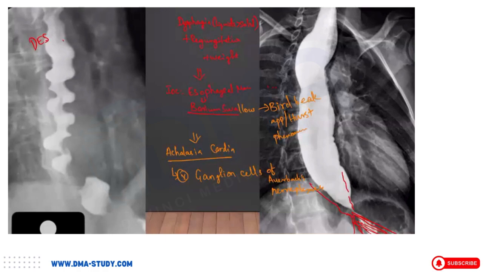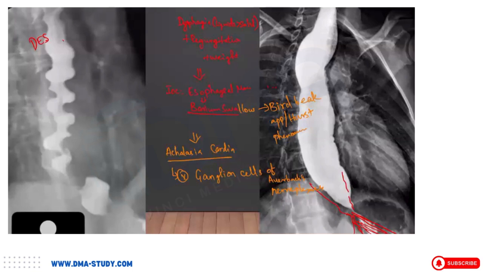Where do you see the Auerbach's nerve plexus? So you have 4 layers of the GI tract. What are they? Mucosa, submucosa, muscularis externa, and serosa. In the muscularis externa, you have 2 layers of fibers, and between the longitudinal and the circular fibers, you have the Auerbach nerve plexus. So in that Auerbach nerve plexus, the ganglion cells are absent.